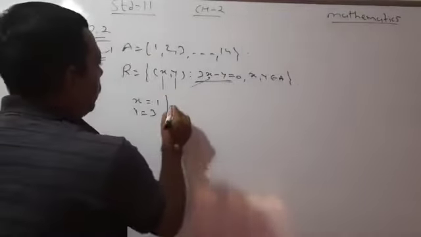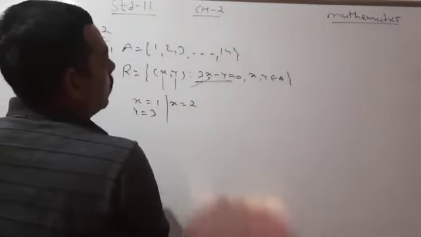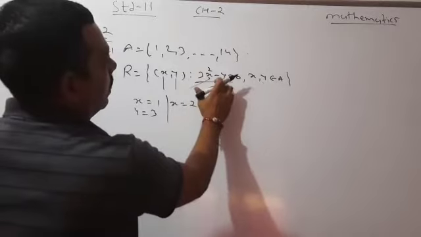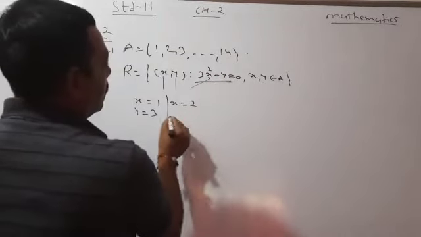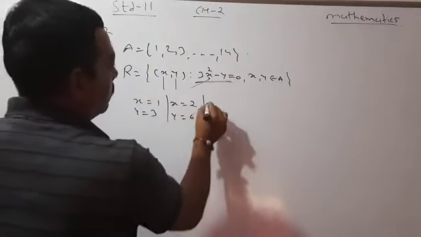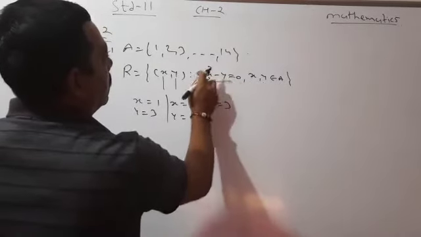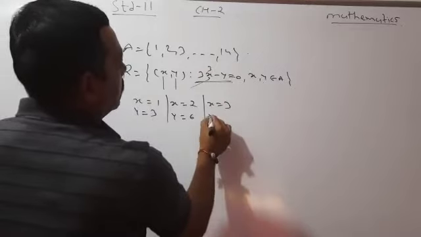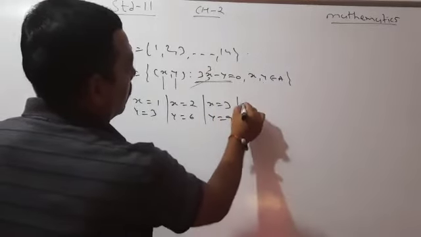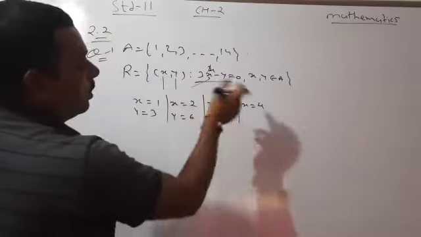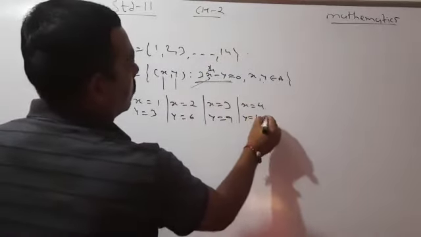Now second entry, when I consider x equal to 2, if I put 2, what happens? 3 twos are 6. What will I write here? So it gives 0. Obviously 6, so we can say y is equal to 6. Same way, when I put 3, then 3 threes are 9. 9 minus 9 is 0, so we put y equal to 9. x equal to 4: 3 fours are 12. 12 minus 12, so y is equal to 12.